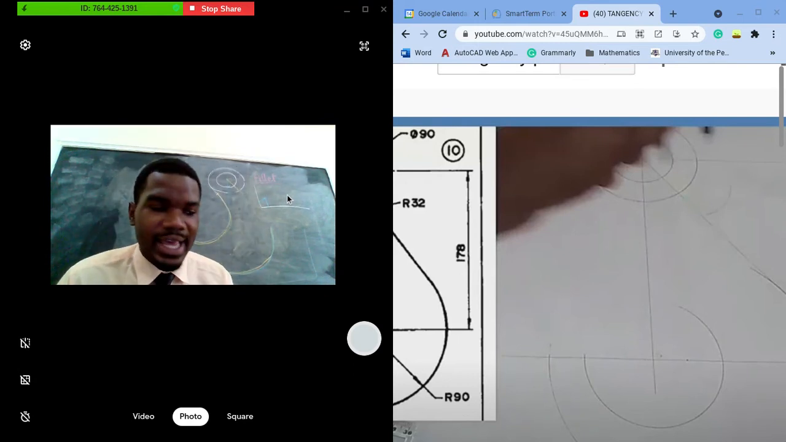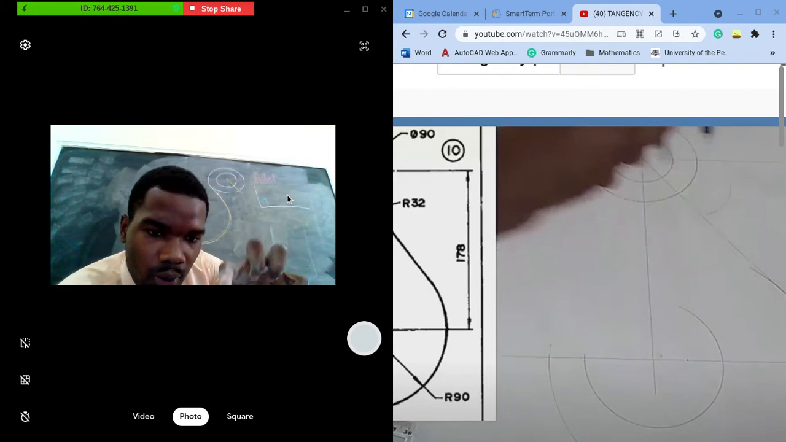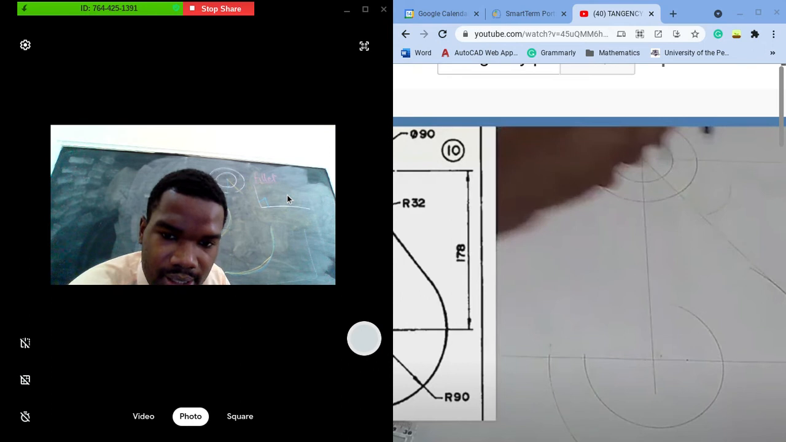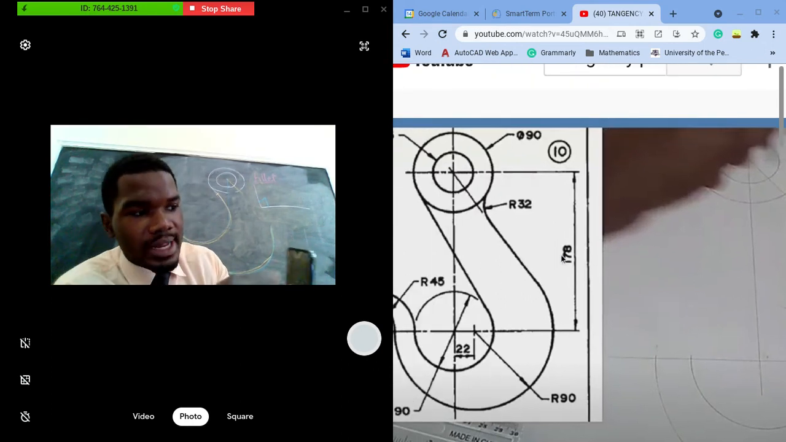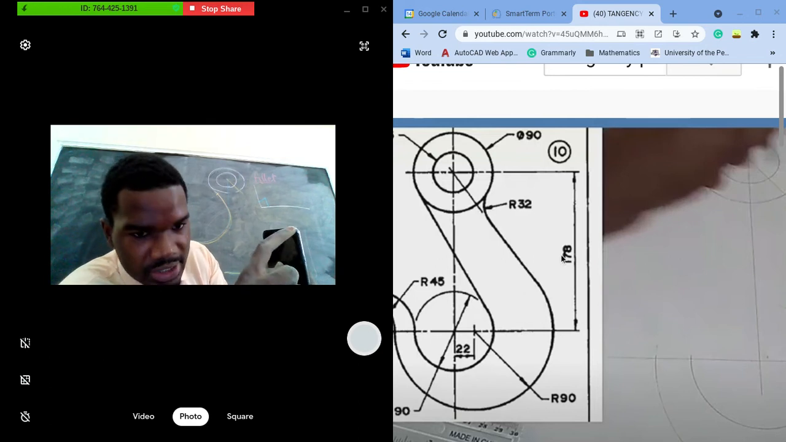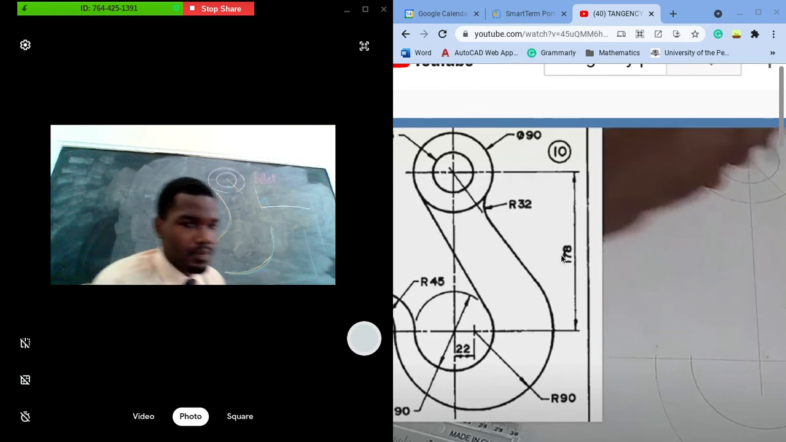So the way that they get that curvature is by finding how much they want it to be curved, which is the radius. So if, for example, I'm going to use a radius of 32, then they're going to go at some point on this line, because it's a straight line, and they're going to swipe an arc over here with a radius of 32. Let's do that on the board.